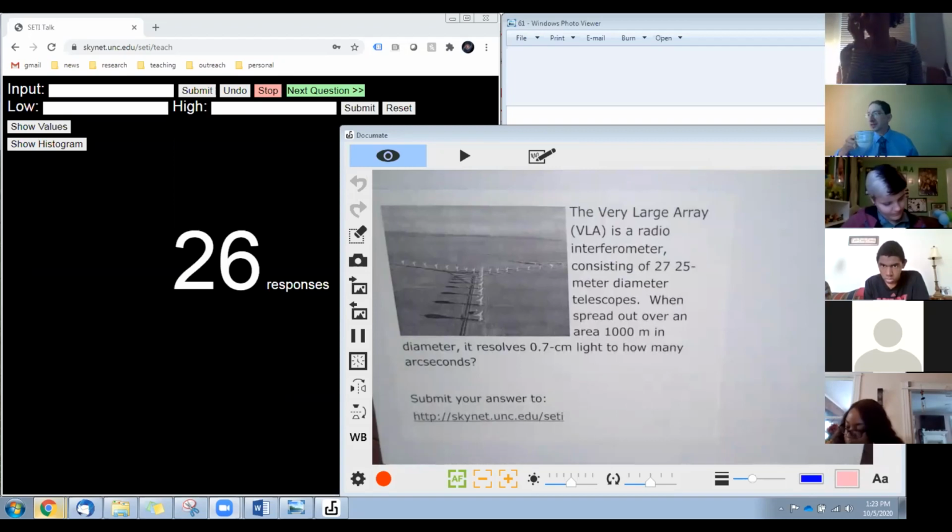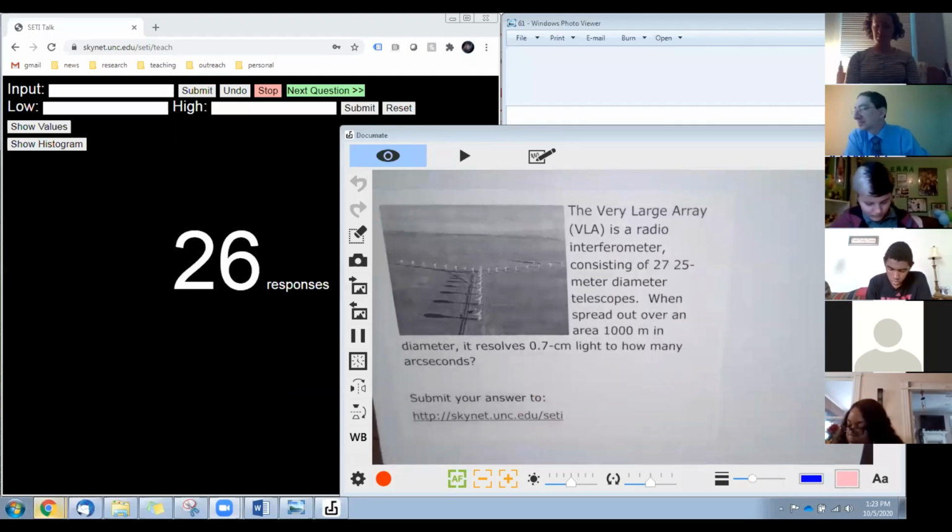Dr. Reichert. Yes. In the equation, do we derive the centimeter light to wavelength? The wavelength is given in the question, 0.7 centimeter light. That means that's the wavelength. Okay.